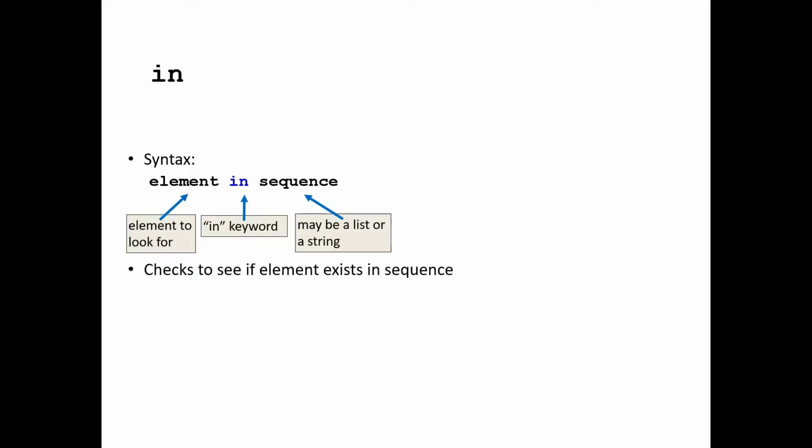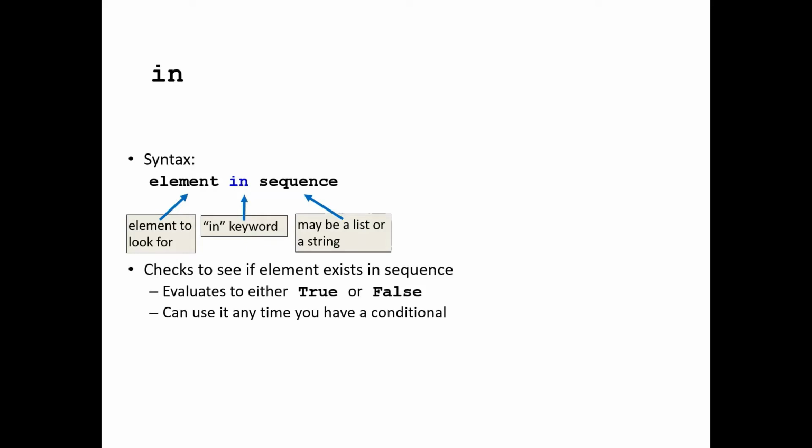The in operator will check to see if the element is in the sequence. So that's why it's called the membership operator. Is the element a member of this sequence? And it will evaluate to true or false. So it's like a yes or no question. Is the element in the sequence? If so, true. If the element is not in the sequence, false. And that means we can use this anywhere that you might use a conditional. So in an if statement or a while loop, as we saw.